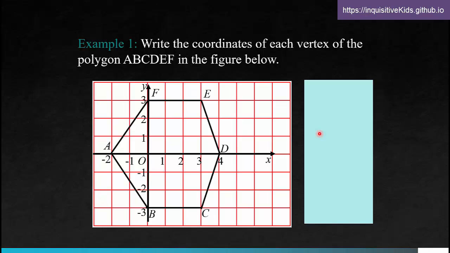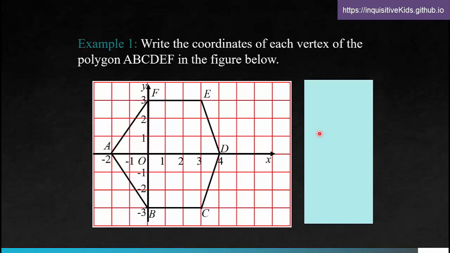So let's do one more example. Write the coordinates of each vertex of the polygon A, B, C, D, E, F in the figure below. Pause the video and write these down on a sheet of paper or a notepad by yourself, and then unpause the video and we will go over the answers. All right, nice. Let's see what you came up with.